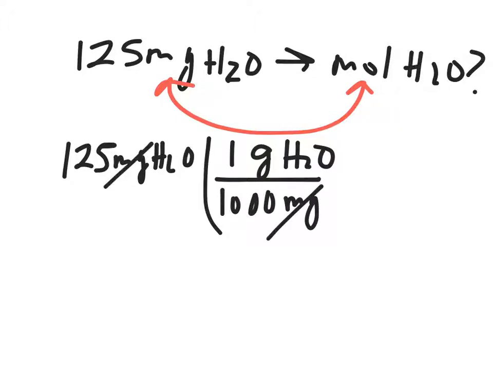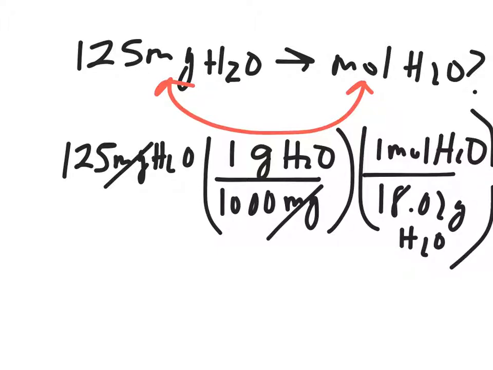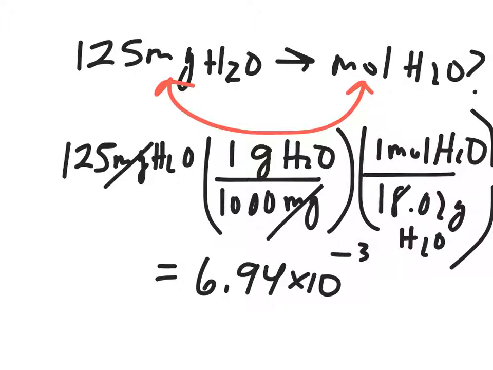So now mgs have canceled out. Now we know the relationship between grams and moles because we know how to calculate the molar mass of water. So we know that there's 1 mole of water for every 18.02 grams of water that we have. And if we do that calculation, we find out that if we have 125 mgs of water, then we've weighed out on our balance 6.94 times 10 to the minus 3 moles worth of water molecules.